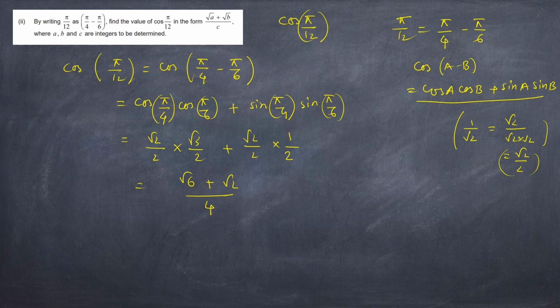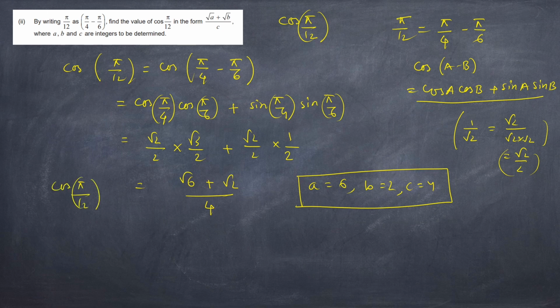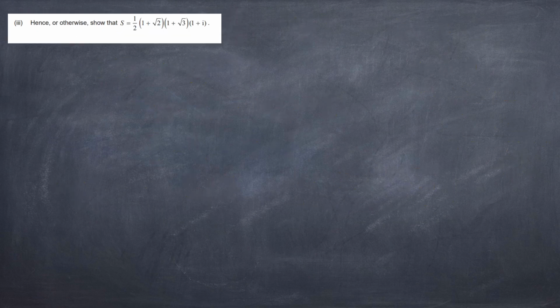So if you compare this with the given equation, A is equal to 6, B is equal to 2 and C is equal to 4. So we have found our answer, that is A equals 6, B equals 2 and C equals 4. So it is basically cos pi by 12. Now we will move towards the third question, and this is the last question of this particular problem. So let's solve this particular part.